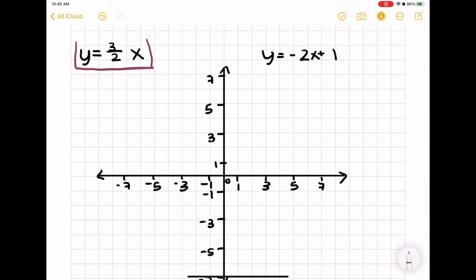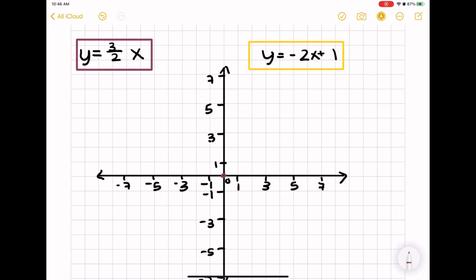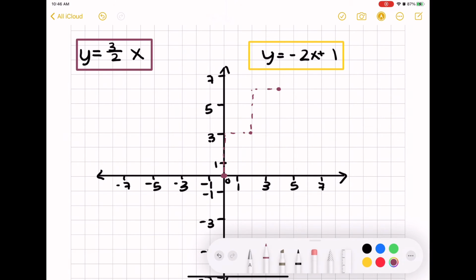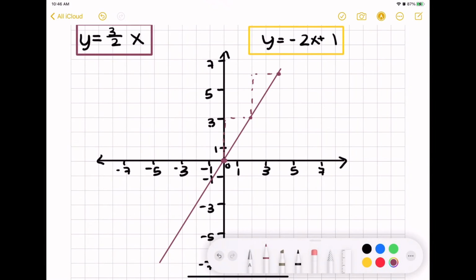Did you do it? Let's check if you got the correct answers. The first line is going to be in purple and the second one in yellow. Here the y-intercept is 0, and then we go up by 3 and to the right 2, which, once we connect the dots, gives us a line that looks like this.